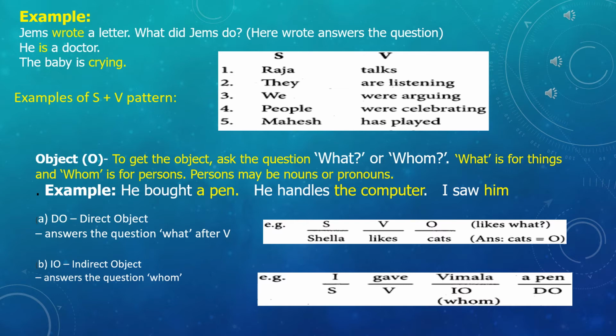We also have indirect object, which answers the question whom. Now for an example, for direct object, here the sentence is, Sheila likes cats. Sheila likes what? Cats. So cats here is direct object. In the second sentence you have, I gave Vimala a pen. Now we should ask the question whom. I gave whom a pen? Vimala. So it's an indirect object.